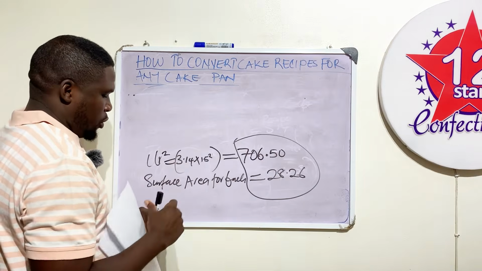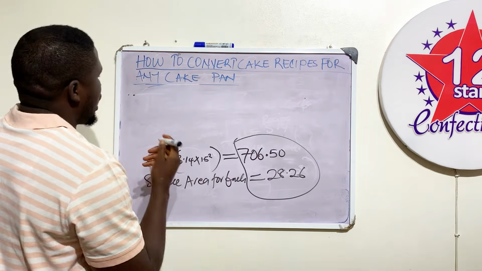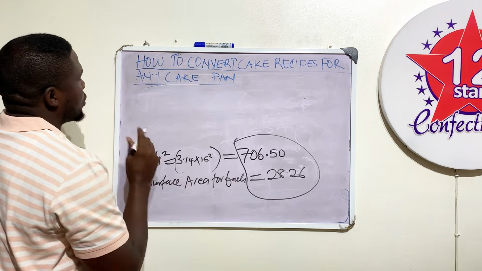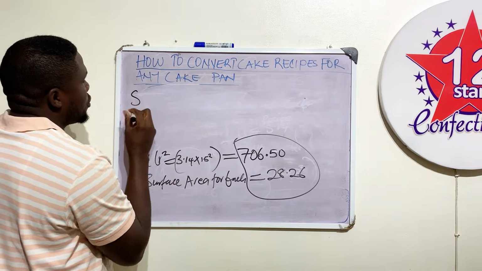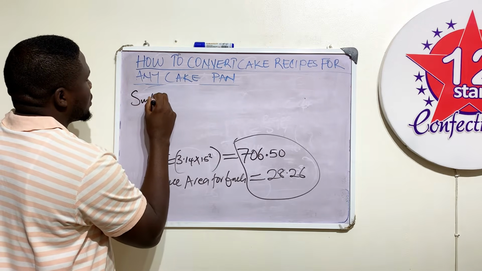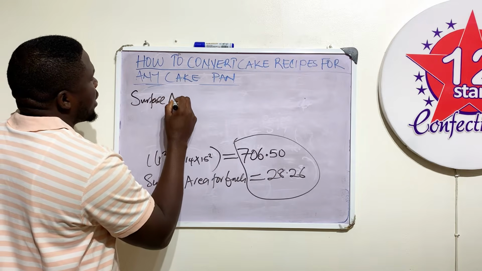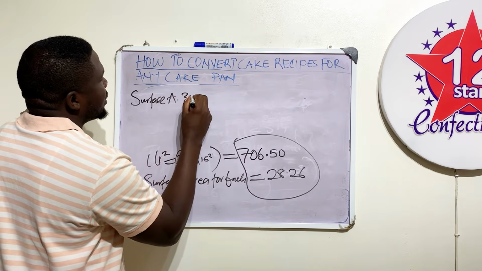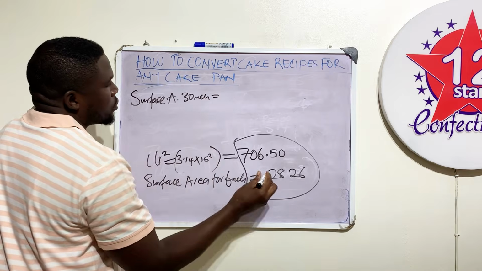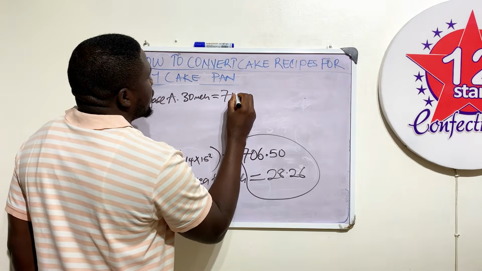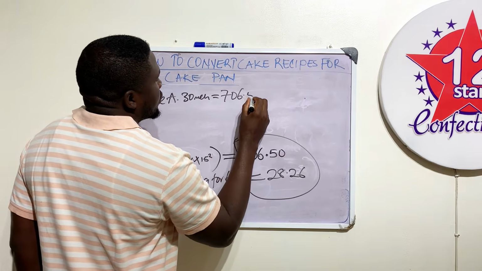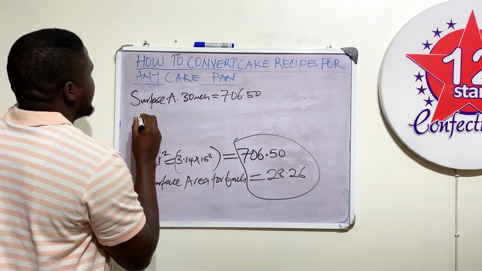So I'm going to clean here, but let me do it this way. I now have these two factors. I have my surface area, SA. My surface area for my 30 inches cake pan is equal to what? 706.50.